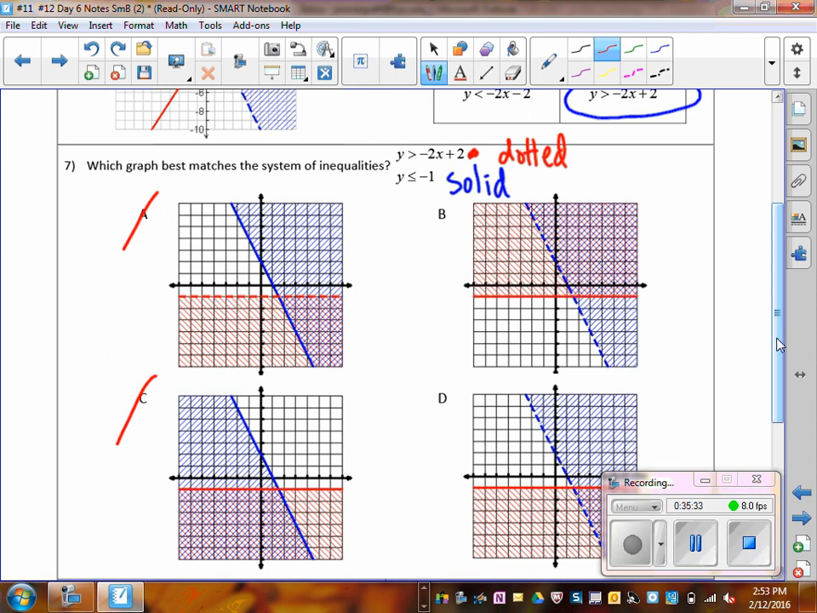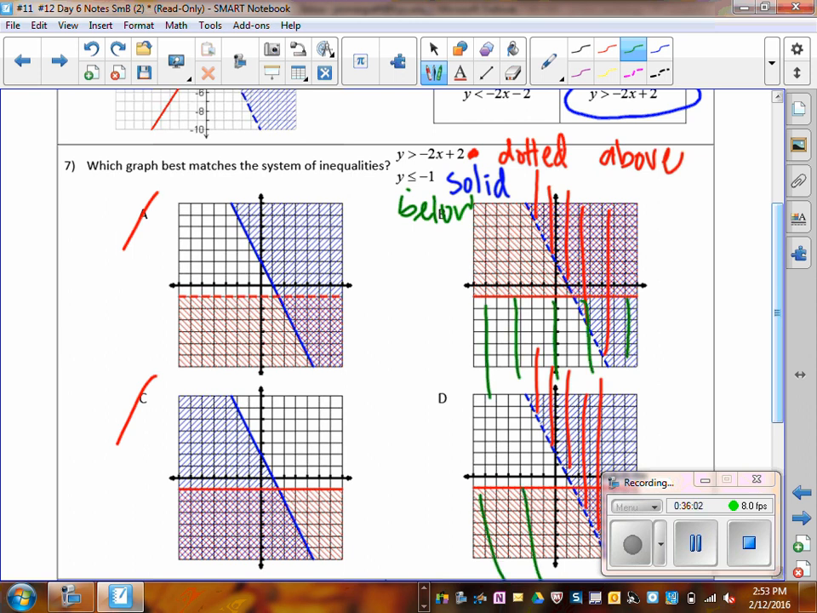Should we check our shadings? My first equation, the dotted line, is that shaded above or below? Above, right? Shaded above. So we would have to go from here up. From here up. Okay, so that's good. And what about my next one? Is that above or below? Below. So I go down. Oh, I think we found which one's our answer.